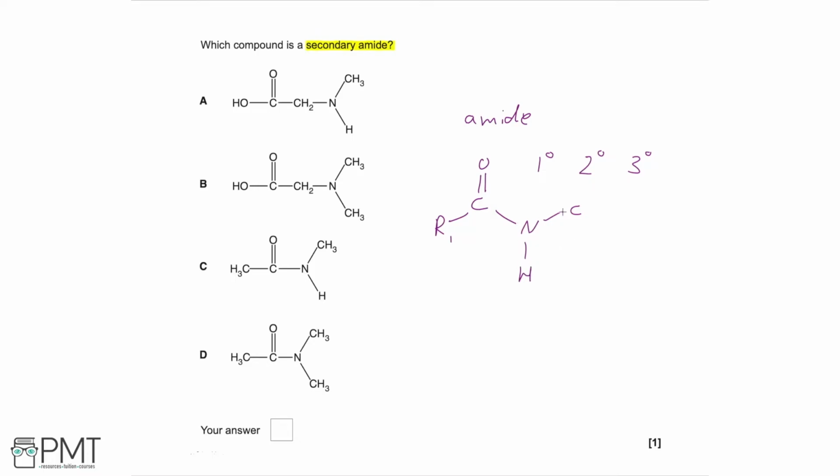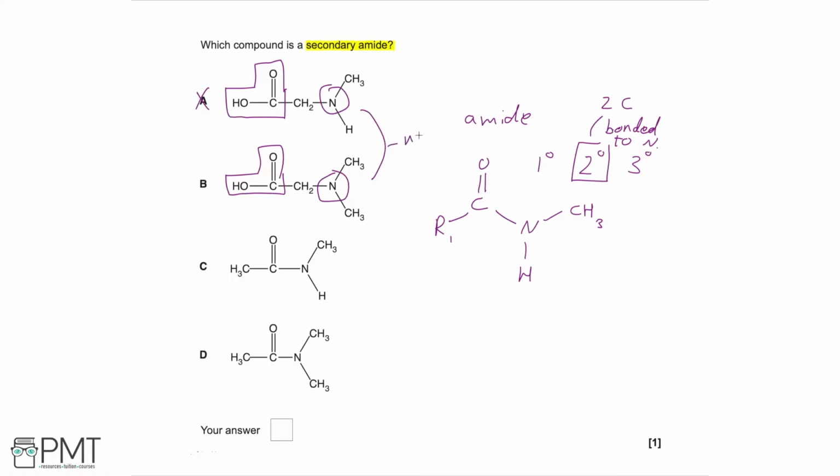So we want our nitrogen to be bonded to 2 carbons and 1 hydrogen. So maybe something along the lines of this structure. It doesn't actually matter what comes off here or here. We're looking for this secondary amide, so 2 carbons bonded to nitrogen. So let's have a look at these 4 structures and see which ones contain an amide functional group to begin with. So A doesn't. We've got a carboxylic acid and an amine here, but no amide because this nitrogen isn't bonded to the carbonyl carbon. So it's not A. Same problem with B. We've got the carboxylic acid and the amine.